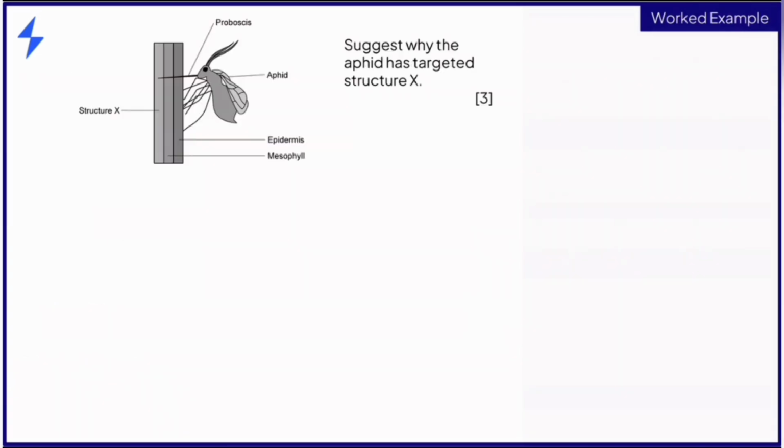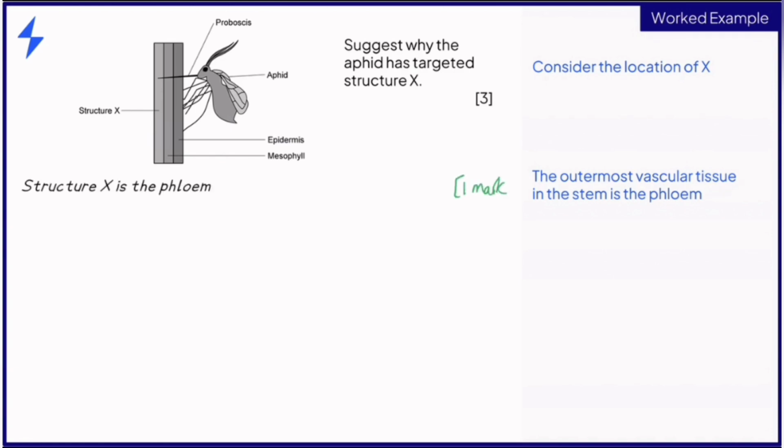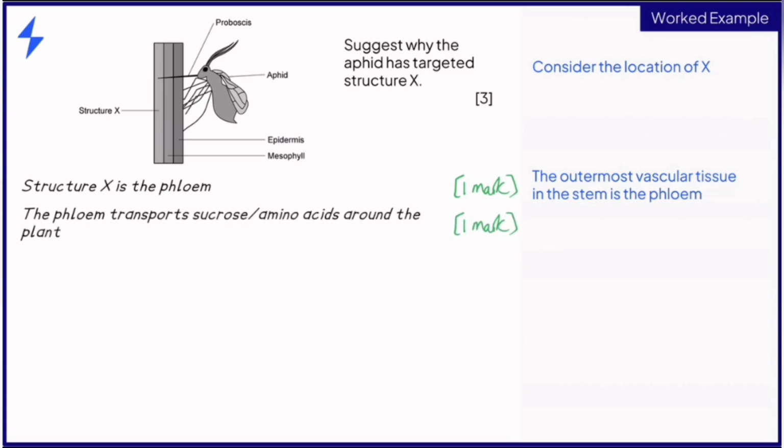The first thing we need to do is consider the location of structure X. It can be found just beneath the outermost layers of plant tissue in the stem. You should be aware that the outermost layer of vascular tissue in a stem is the phloem, so we can therefore reason that structure X is the phloem. We know that the role of the phloem is to transport sucrose and amino acids around the plant, and we can reason that this provides food for the aphid.